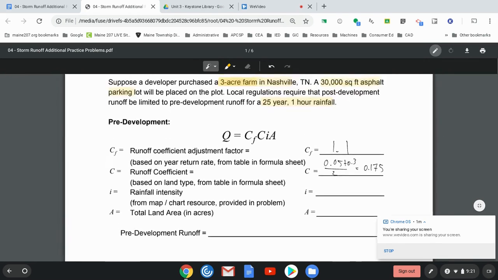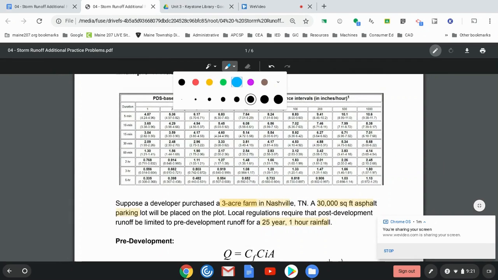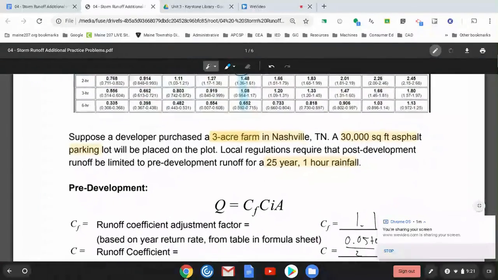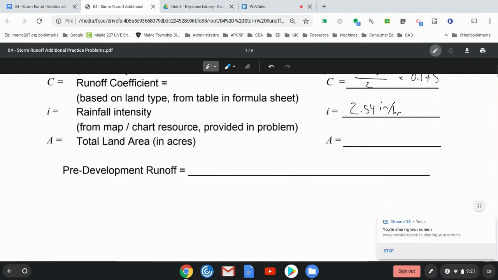The rainfall intensity for 25-year, 1 hour, and you see that the rainfall value is 2.54 inches per hour. And then the total land is 3 acres. That was given in the problem.